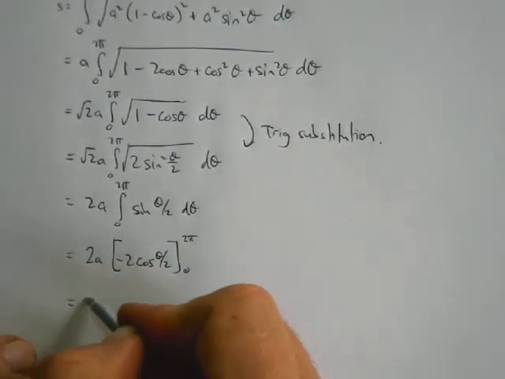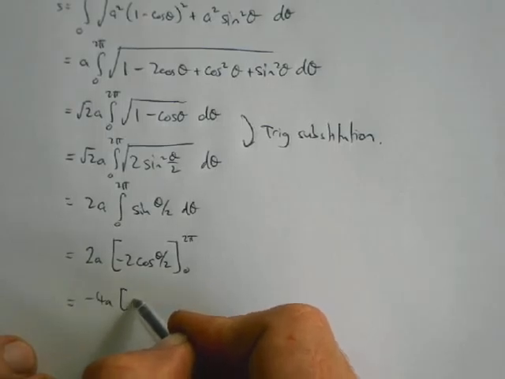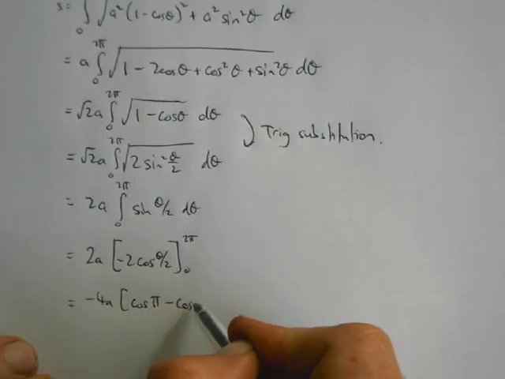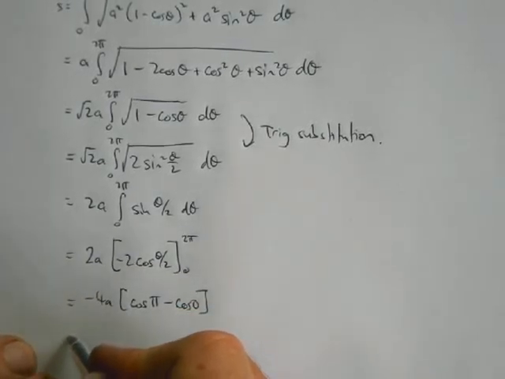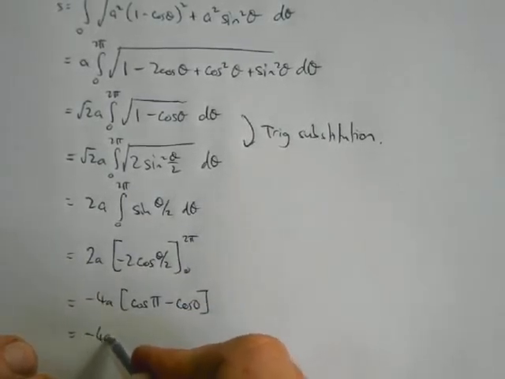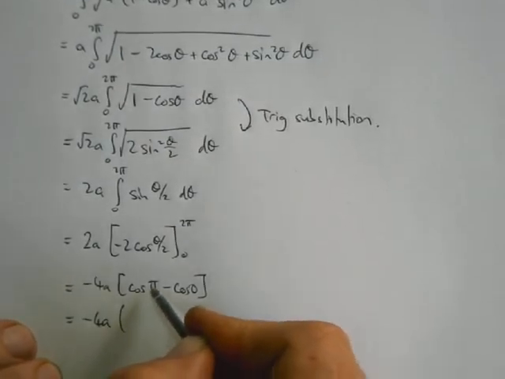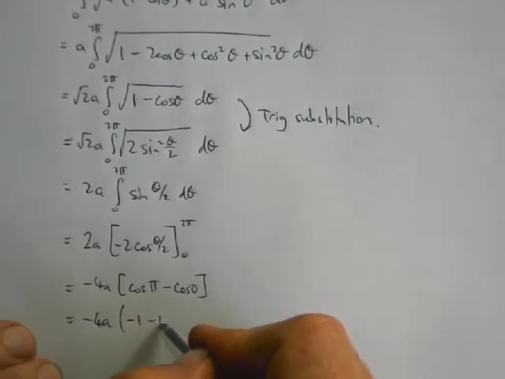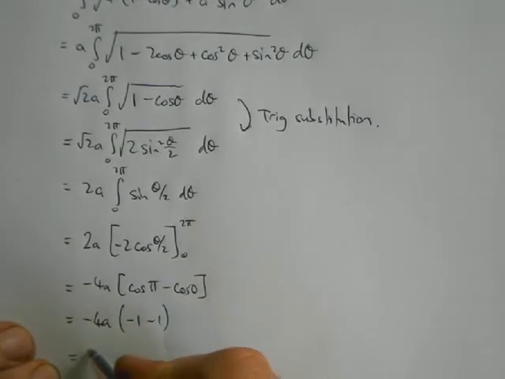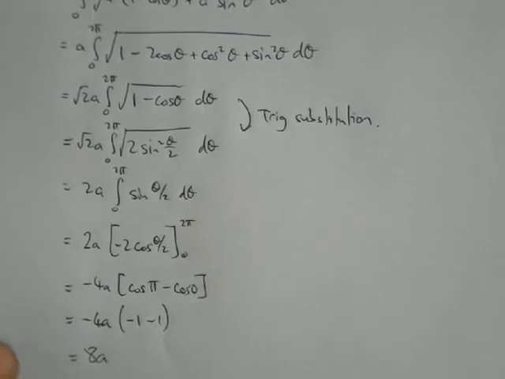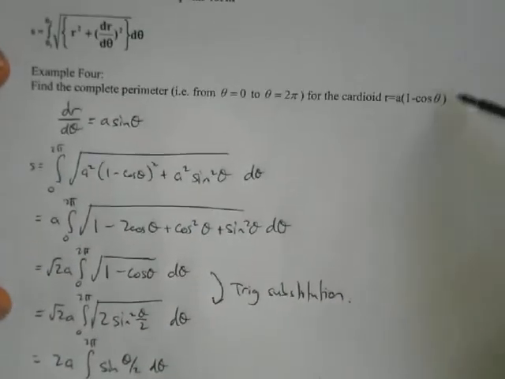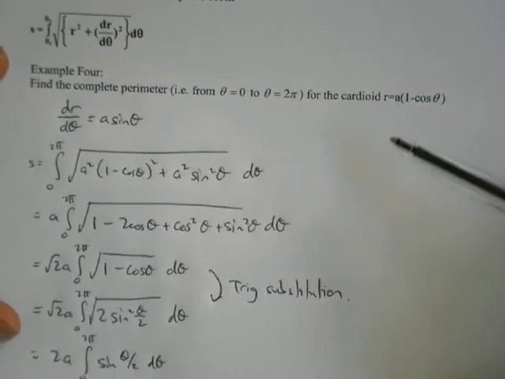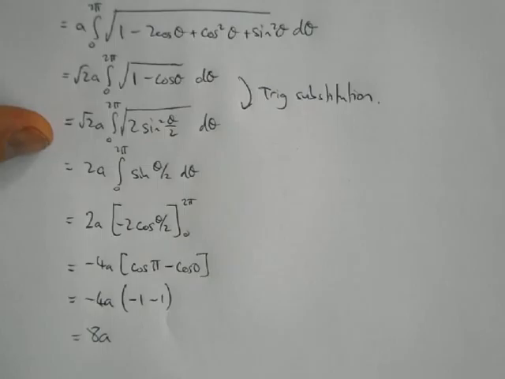0 to 2 pi. Let's take this negative 2 out the front, so we've got negative 4 cos 2 pi over 2, which is pi, minus cos 0. And the cos of pi is, cosine goes that way, so it's negative 1 minus another 1 is negative 2, times negative 4 is 8a. So the length of our curve is 8a, which is kind of nice that it's still got a in it, because the actual shape is going to depend on a, and the length of that curve will be 8 times whatever a is.